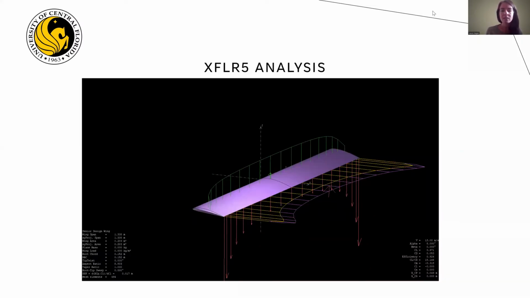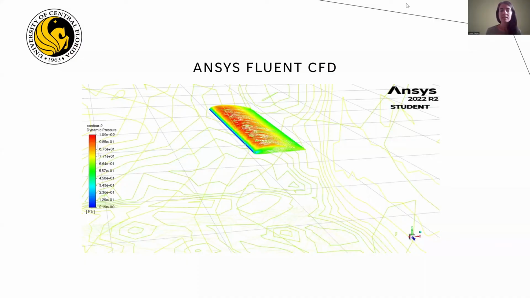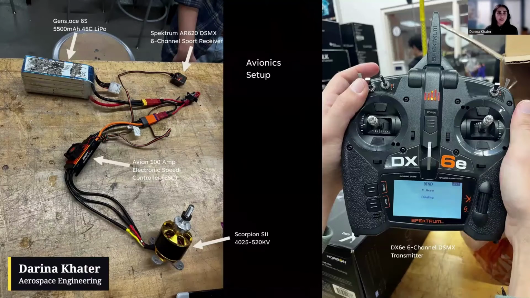Predictions on lift, induced drag, viscous drag, and downwash produced on the wing were also analyzed. ANSYS Fluent aided in analysis of airflow over the wing in a wind tunnel setup. The pressure distribution over the wing is just one of several elements that can be analyzed in order to simulate lift generation. Here we have our avionics setup.